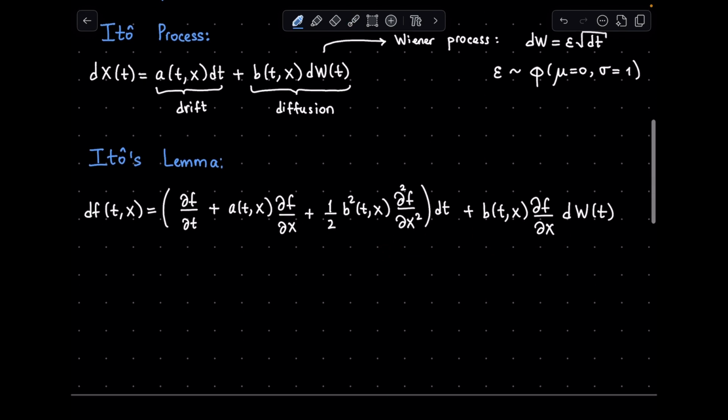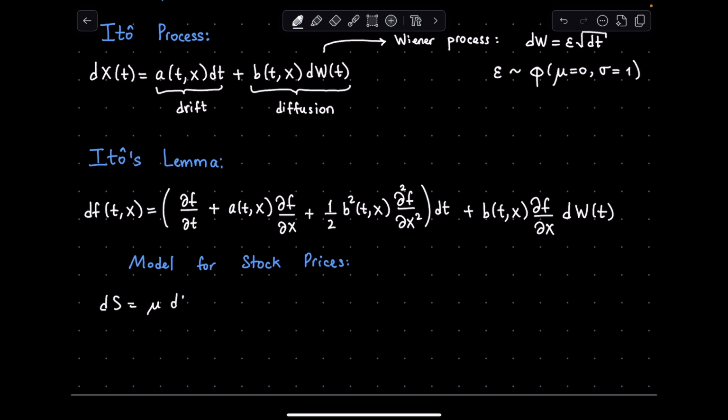Alright, now to start deriving the Black-Scholes-Merton equation, we first need to have a model for how the stock prices move. A simple and naive way is to assume that the change in stock prices has a constant drift mu and constant volatility sigma. So mu here would be the mean earnings of a stock. Now, this is actually a bad model.